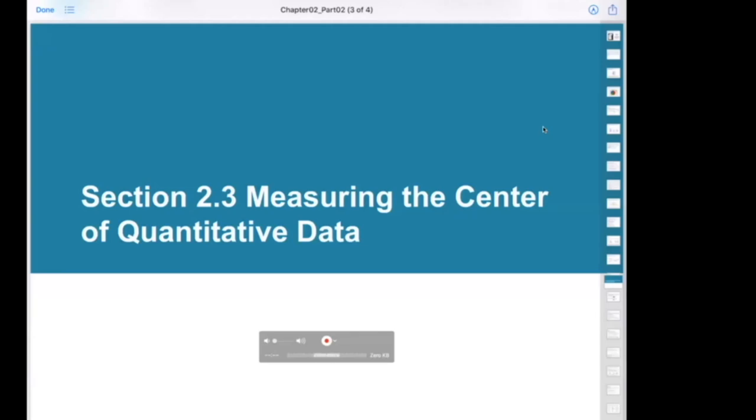Okay, guys, let's get started. Last time we finished how to display our data by graphs. We have, of course, two types of data. We have categorical data and quantitative data.